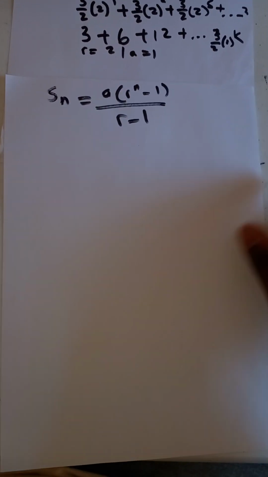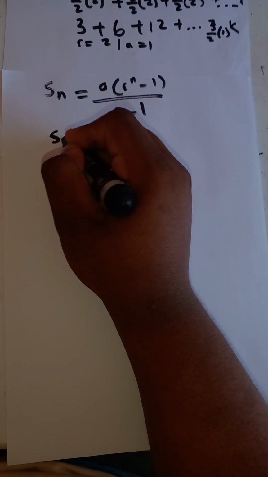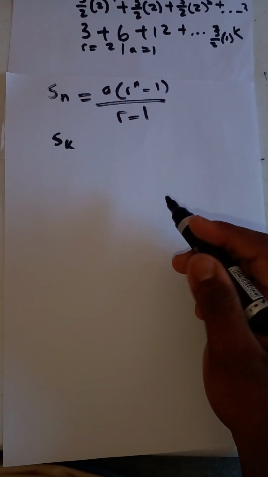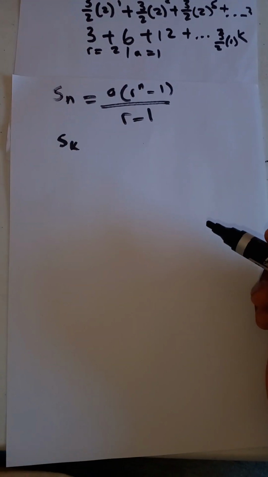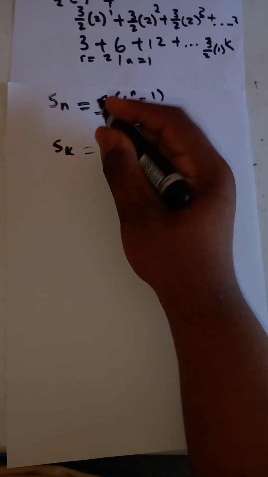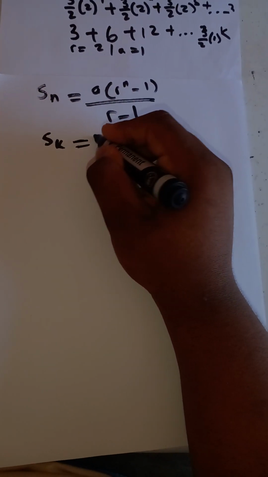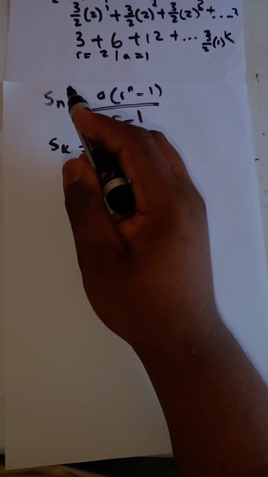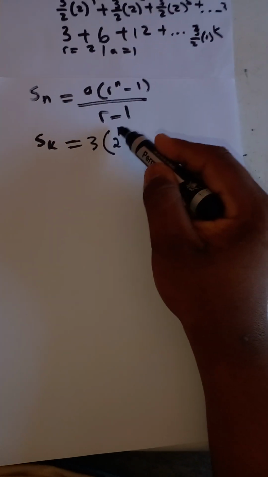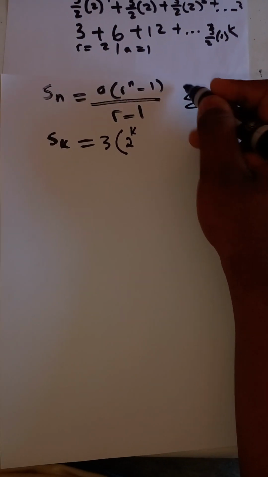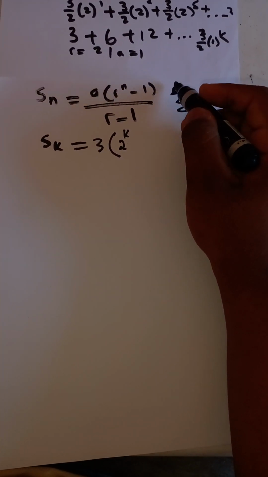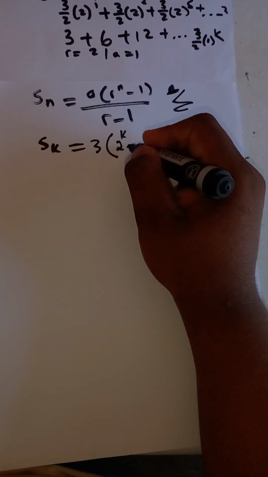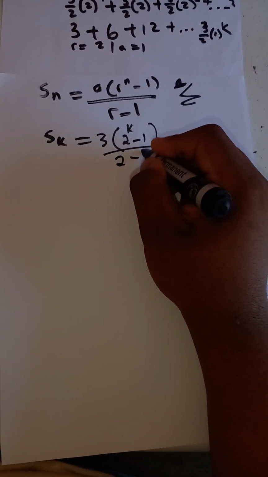And then where there is Sn, I'm going to put Sk, because they're looking for the value of k. But now you will see what we have. They've already told us the sum of that thing, it is equal to 98,301. So you're going to substitute. Where there is a, I'm going to put 3, and then my r is 2 to the power of k, because where there is n you put k. According to the sigma notation, here it is the number of terms, and where there is the number of terms, that's where they put k. So minus 1 over 2 minus 1.